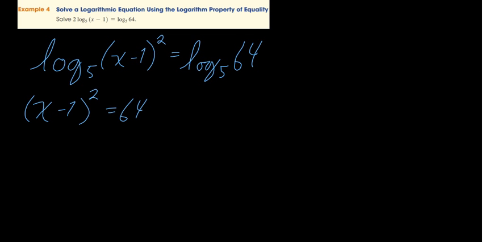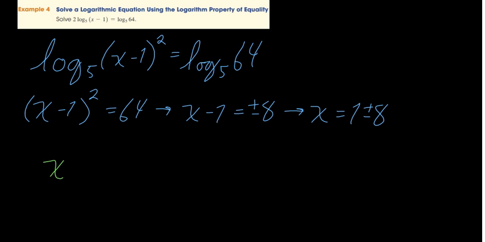Well, we take the square root of both sides, so that's going to be x minus 1 is equal to plus or minus 8. And then we're going to add 1 to both sides, so we're going to have x is equal to 1 plus or minus 8. So my two potential solutions are x is equal to 1 plus 8, which is 9, and x is equal to 1 minus 8, which is negative 7. Okay, we're not done here though.